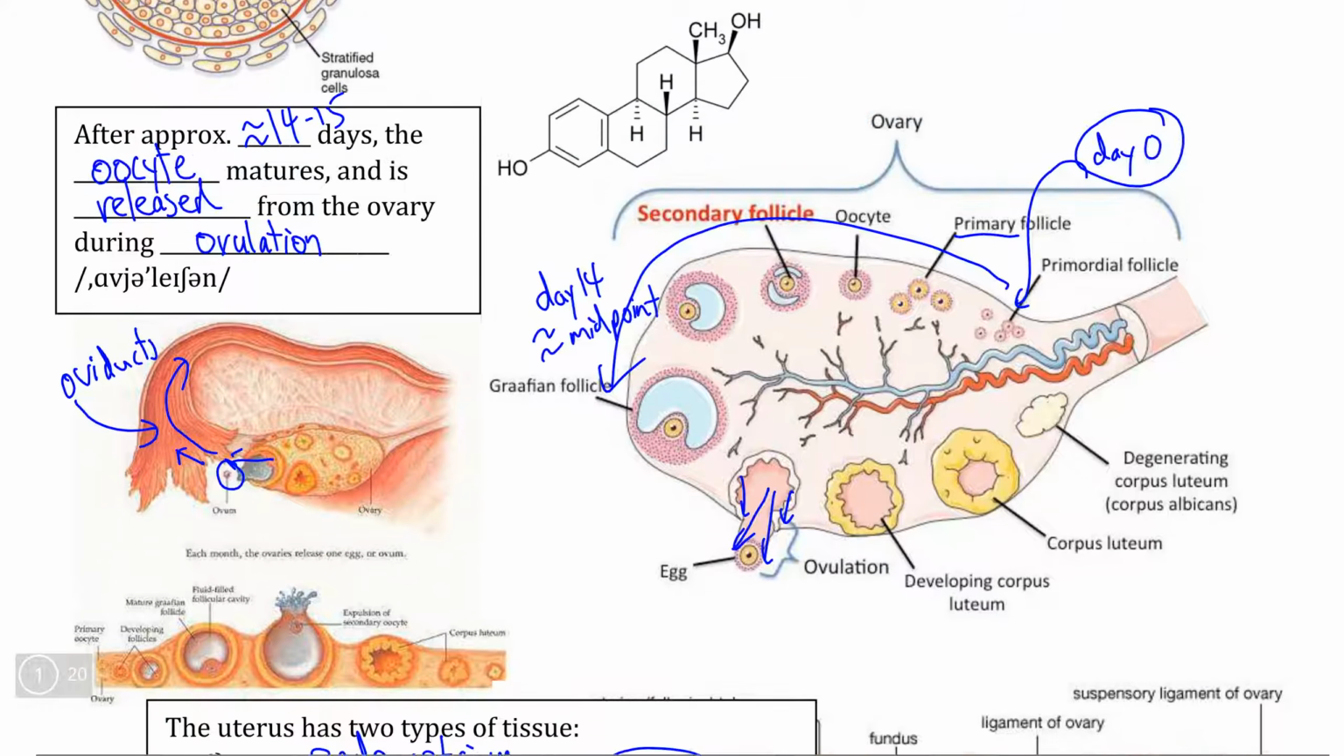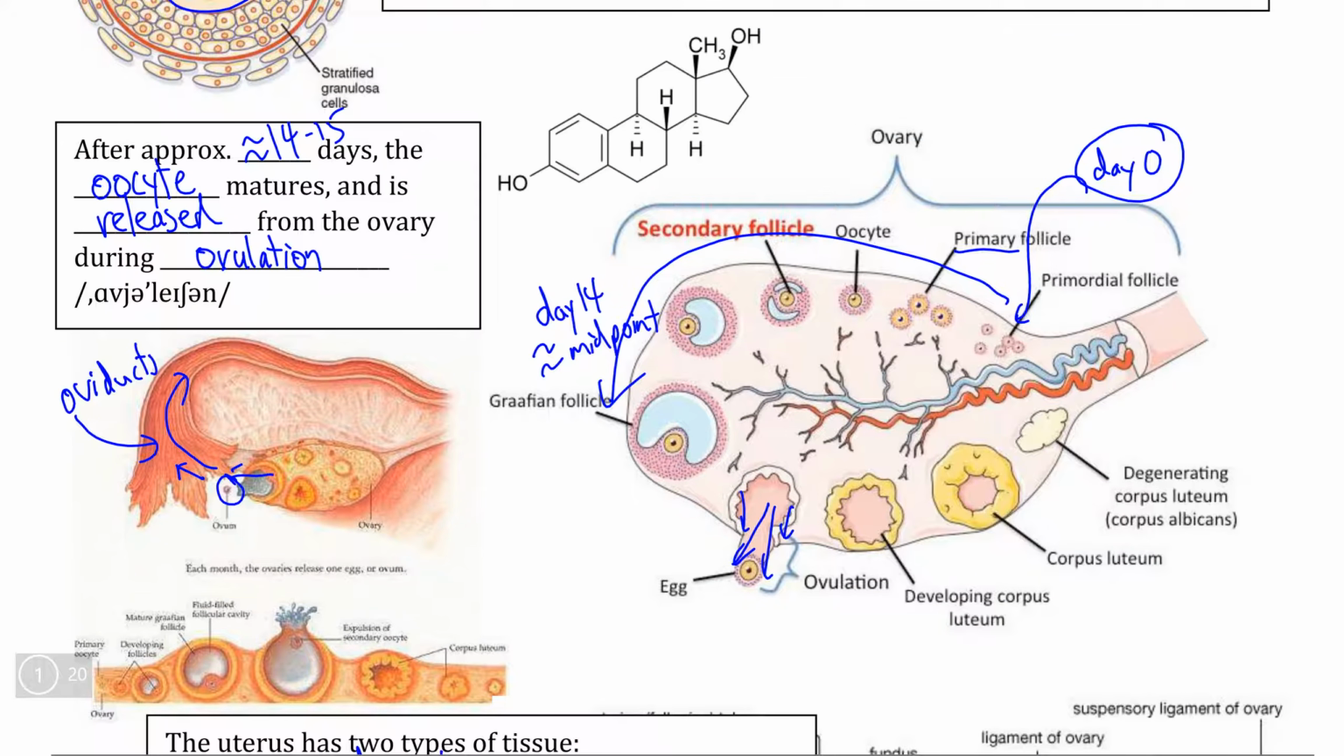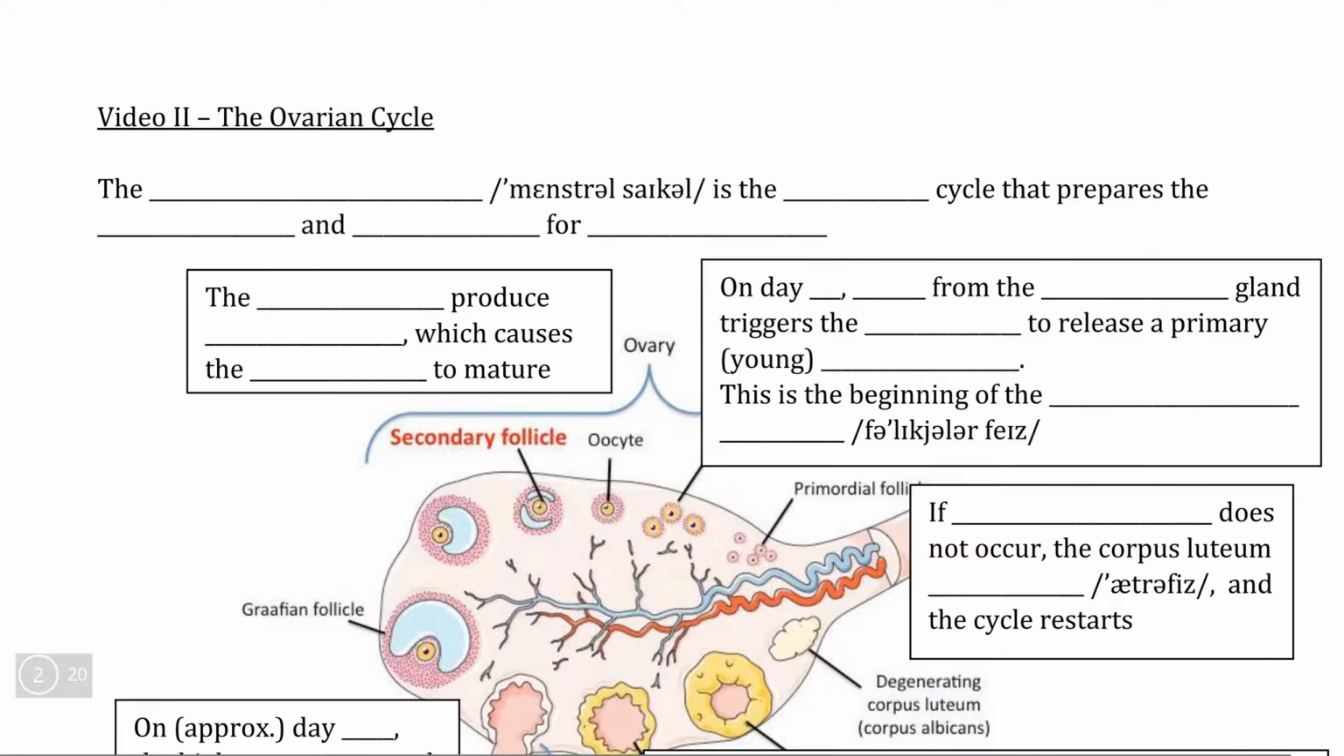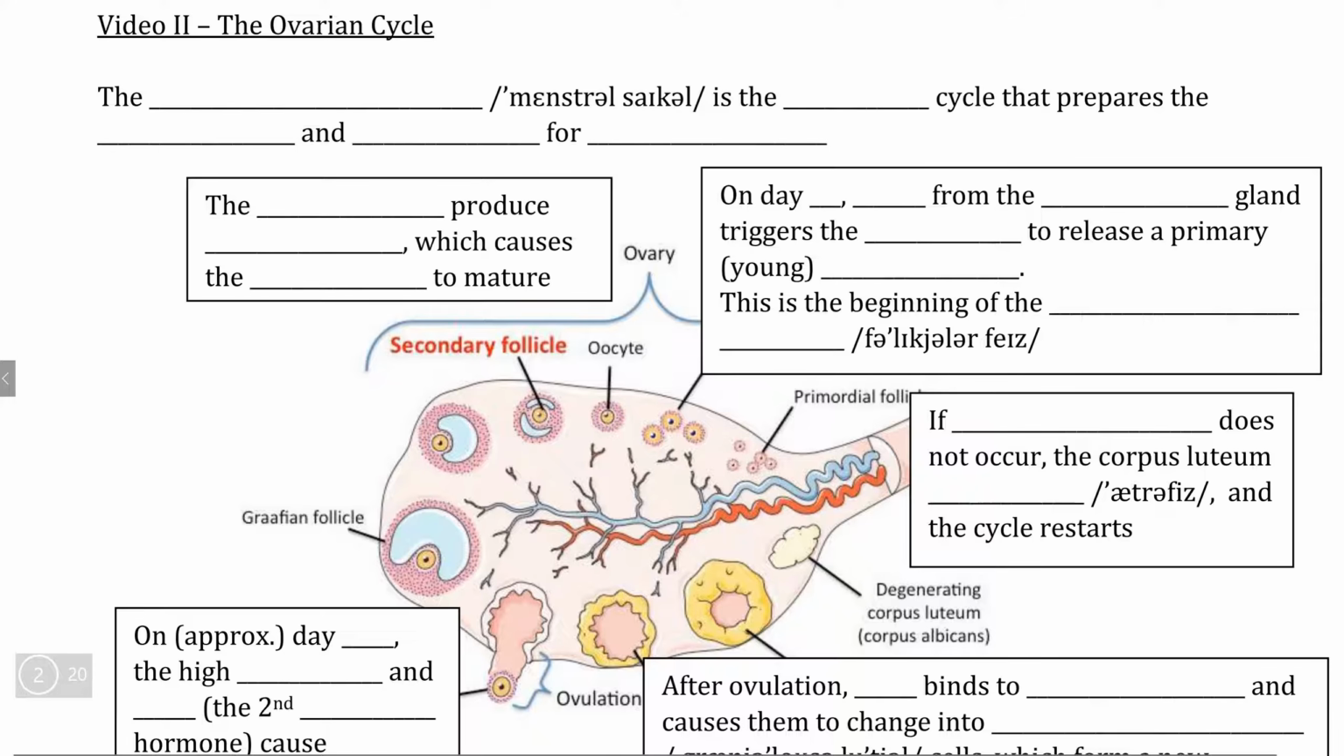Now that we've looked over the basic functions of the two major organs of the female reproductive system, the ovaries and the uterus, in the next video, we're going to go into more detail about the actual cycles that happen during the entire process of getting the female reproductive system ready for birth.